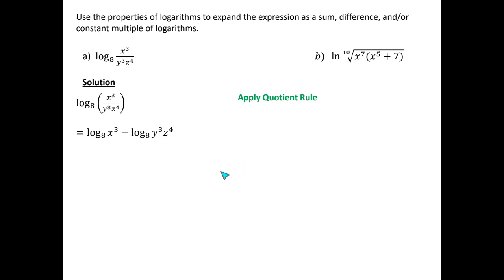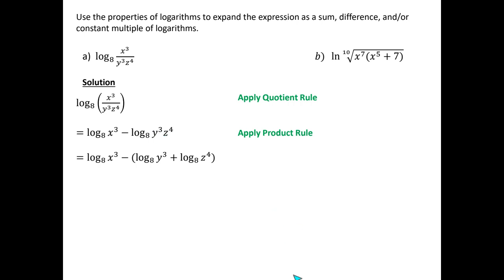And now let's evaluate each of the pieces here. So we can work on this one here. Notice that y cubed and z to the 4th are being multiplied. So we can apply the product rule. So multiplication means to separate as addition. I'm going to use parentheses here because the minus sign is going to be applied to everything on the right side. So we're going to have log base 8 of y cubed plus log base 8 of z to the 4th. Again, the addition comes from the product rule since they're being multiplied.